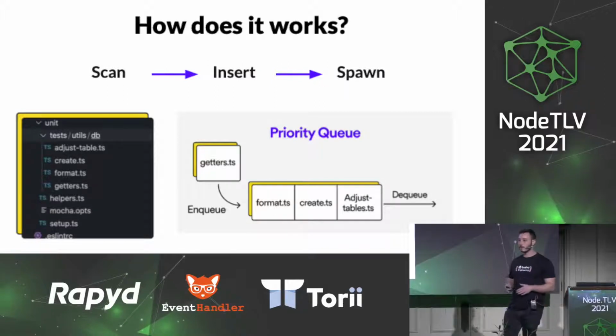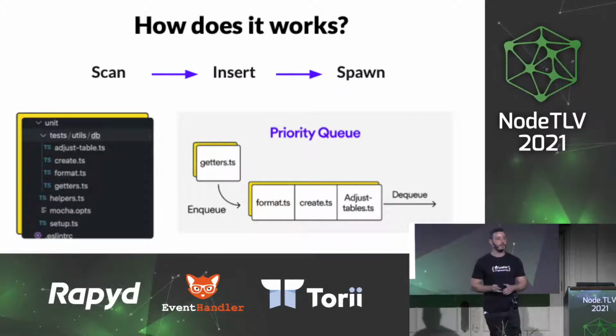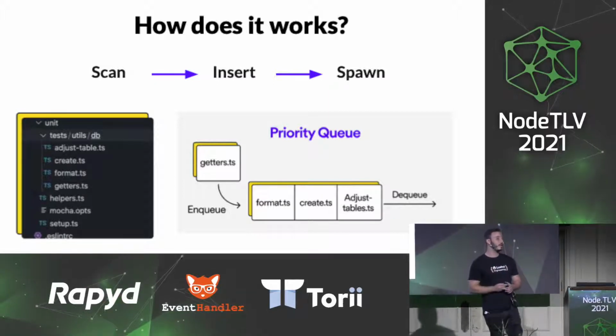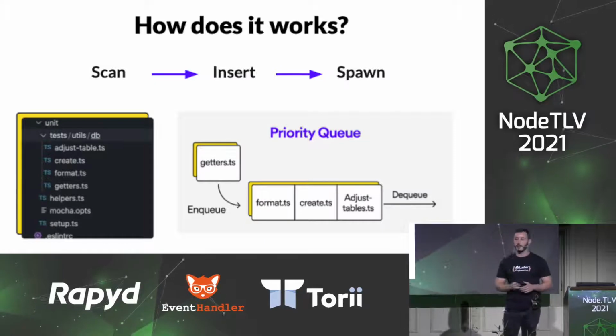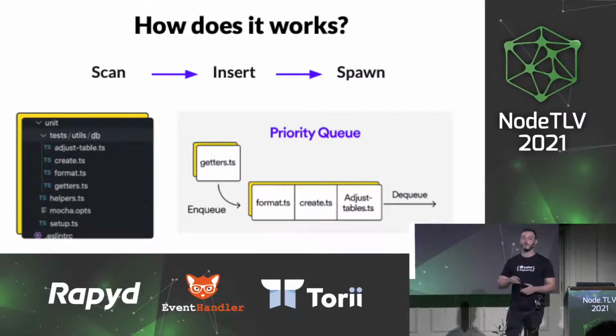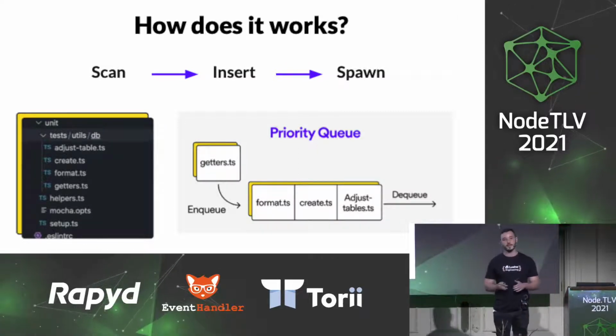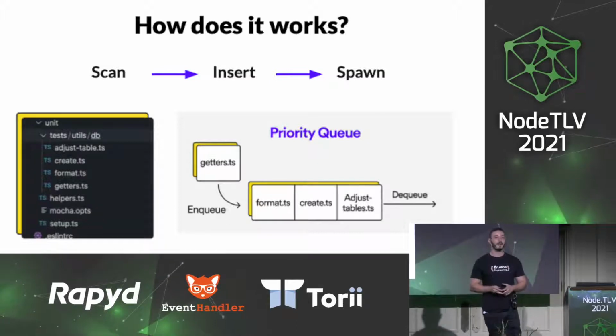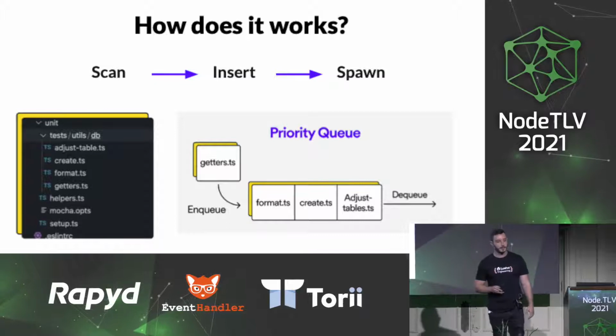So when we start up our framework, the first thing that it will do is scan your file system looking for these test files, and it's usually going to do that using some regex provided by the user, looking for all sorts of patterns, maybe files in a directory. Now, for every file that it finds, it's going to insert it inside a priority queue, and after it's done, it's going to spawn new workers to actually run those tests.